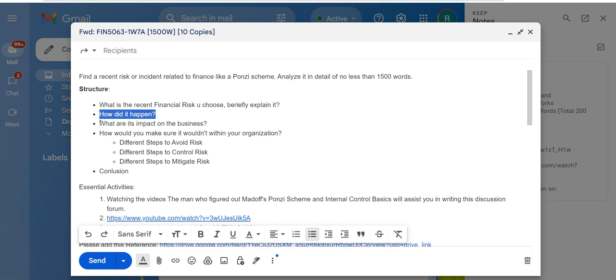After that, you are supposed to discuss the impact of that financial risk on your business, whatever business we have selected. How the selected risk will be influencing it and what kind of impacts it will have on the business, please discuss. That should be clearly discussed. Each and every point related to the impact should be discussed.